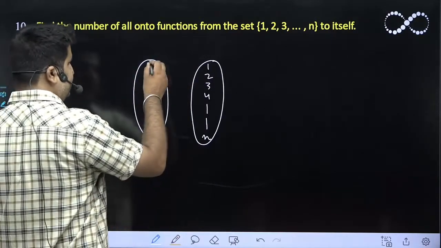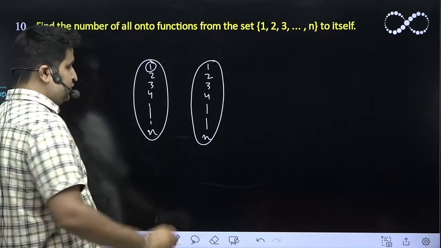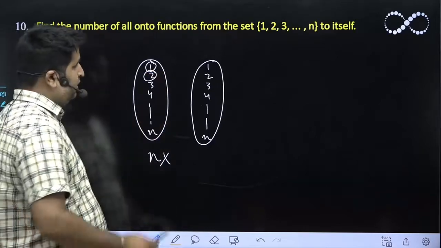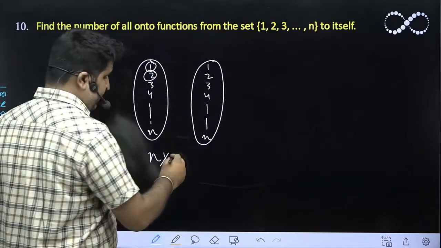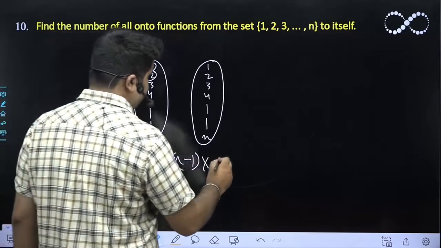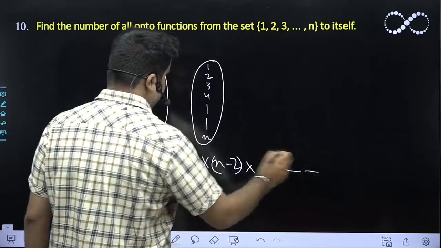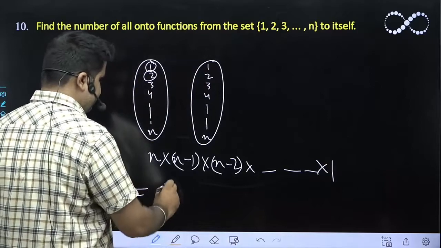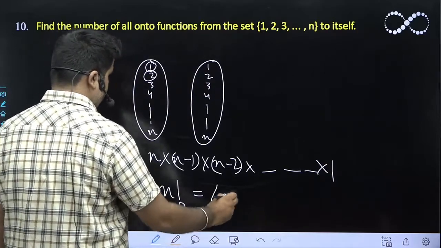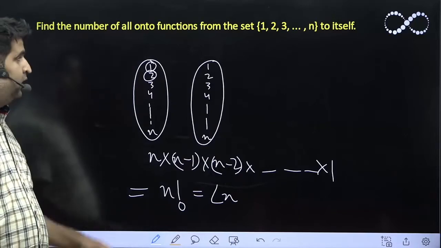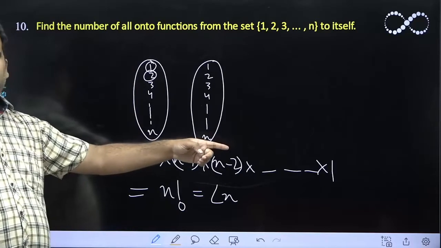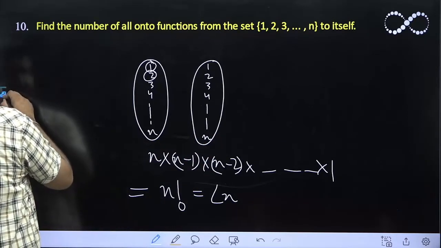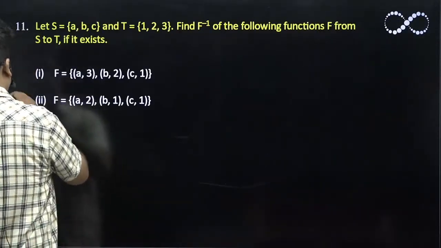Now you have to link all the elements to some elements over here. In how many ways can the first element be linked? The first element can be linked in n ways. In how many ways can the second element be linked? It can be linked in n minus 1 ways, multiplied by n minus 2, and so on. There will be only one possibility left for the last one. So the answer will come out to be n factorial. This will be the product of all the numbers from 1 to n. That is the number of all onto functions from the set to itself. Let's see the next question now.